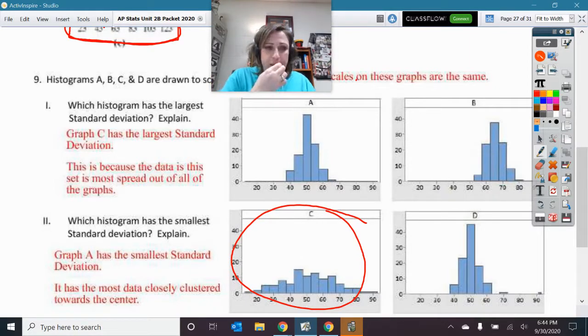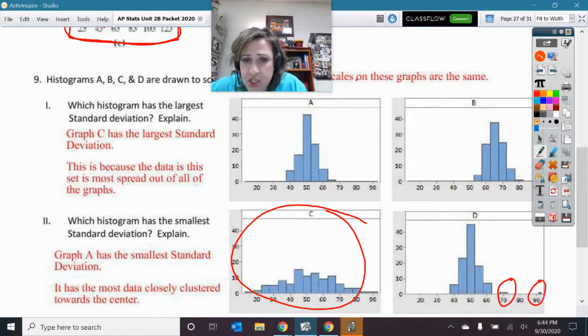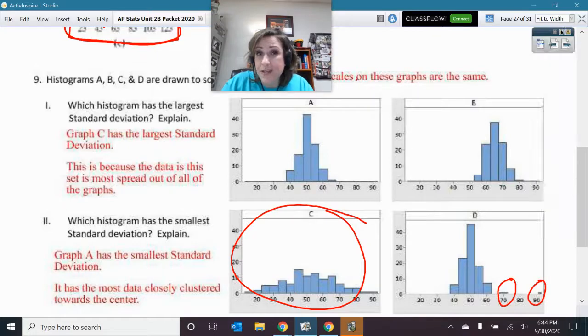Done. Now, the next question: which histogram has the smallest standard deviation? You've got to look really closely at these. Look at this. I see these numbers here kind of far away. So that's the one that has the stuff farthest away. If I was going to guess, of the 3 that are left, this one has the biggest standard deviation. So D has the next biggest standard deviation.